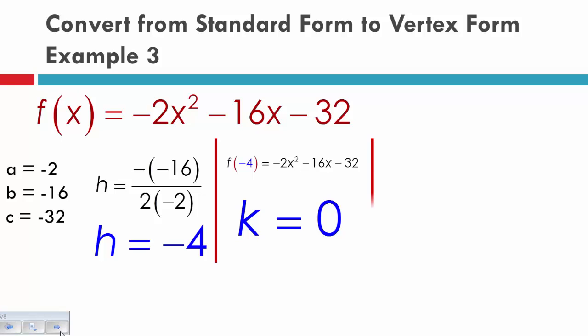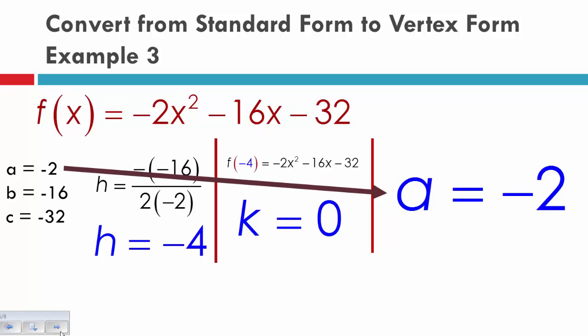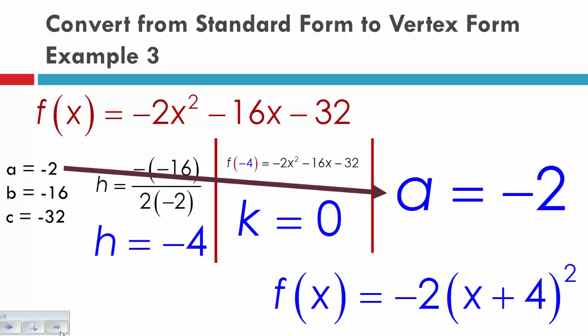Now go and get the a value. You just go over there and grab it. Now substitute in a, h, and k to write your equation. Now that k is 0, when you plug it in, there's no value there, so we won't leave it as a plus 0 at the end.